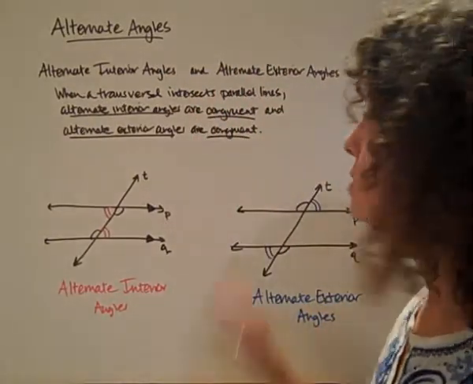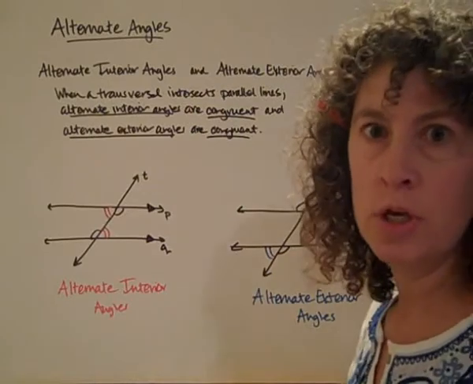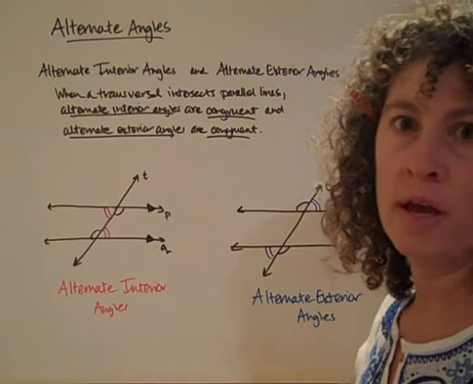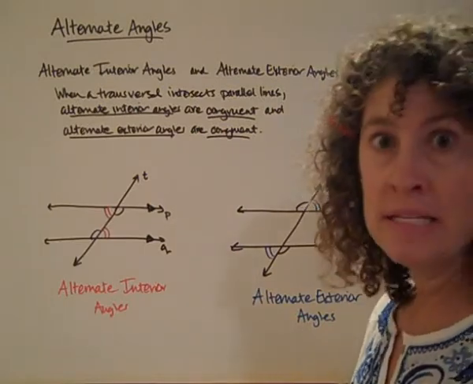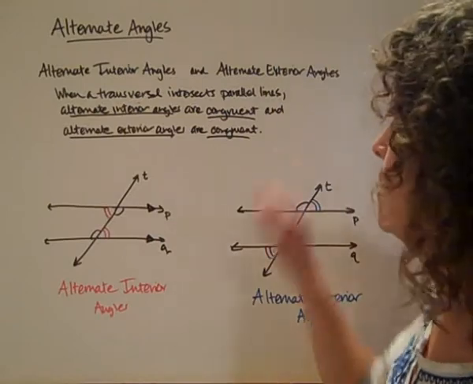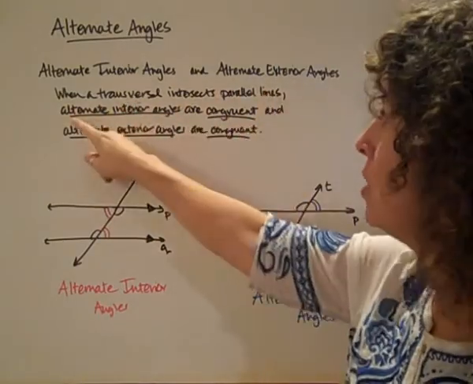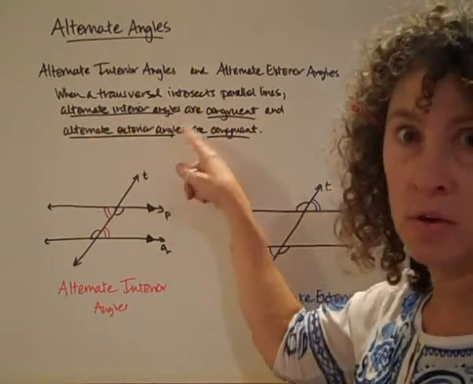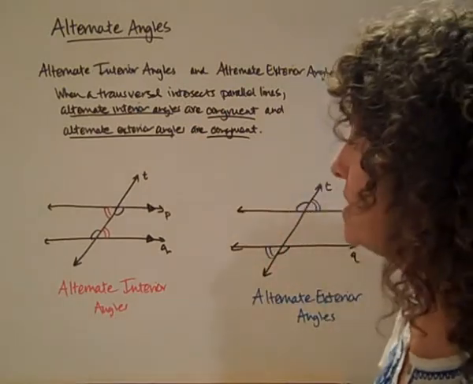Alternate angles. So we're still looking at pairs of angles, how they're related to each other, and using that information to help us figure out the measures of angles that haven't explicitly been told to us. So alternate interior and alternate exterior angles. When a transversal intersects parallel lines, alternate interior angles are congruent and alternate exterior angles are congruent. So what does that mean, alternate interior and alternate exterior angles?